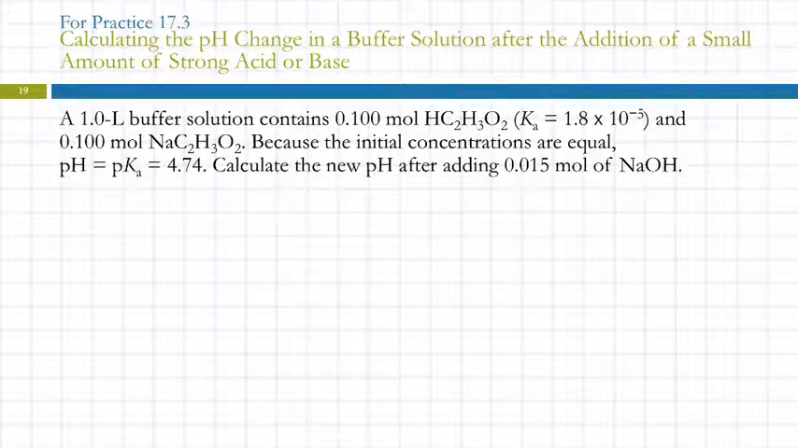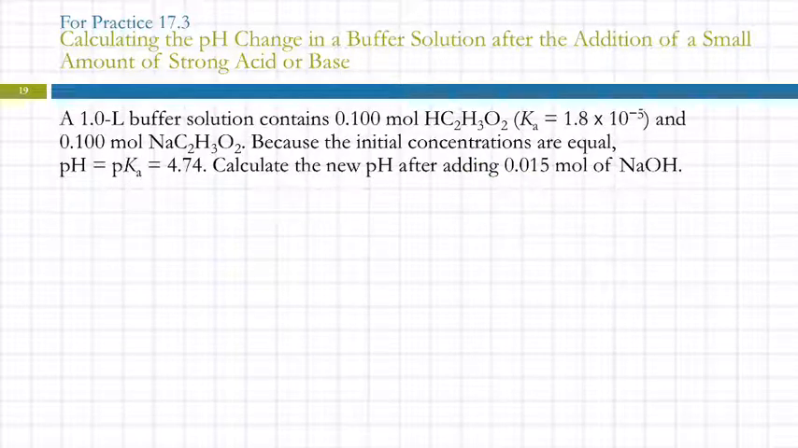So let's calculate the pH change in a buffer solution. Here we have a 1 liter buffer. We've got 0.1 molar acetic acid and 0.1 molar sodium acetate. So the initial concentrations are equal. When the initial concentrations are equal, we've got pH equals pKa plus the log of 1. The log of 1 is 0. So pKa and pH are the same. So we don't have to do a calculation for the initial pH. We know what it is. But we're asked to calculate the new pH after we add some sodium hydroxide.